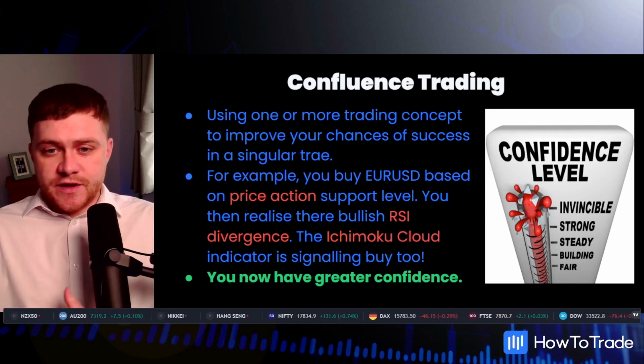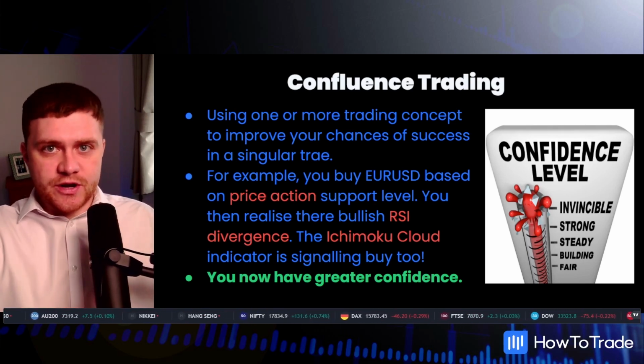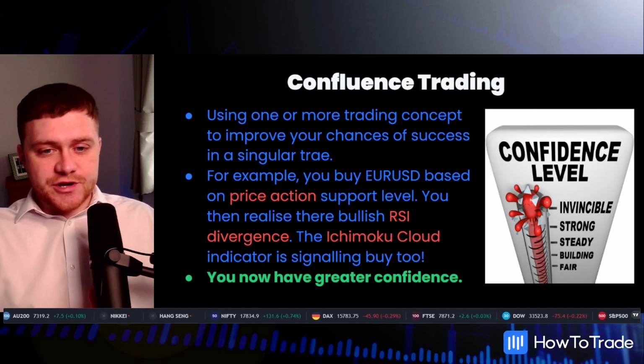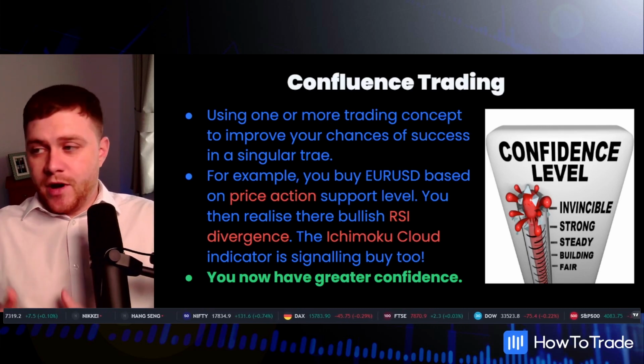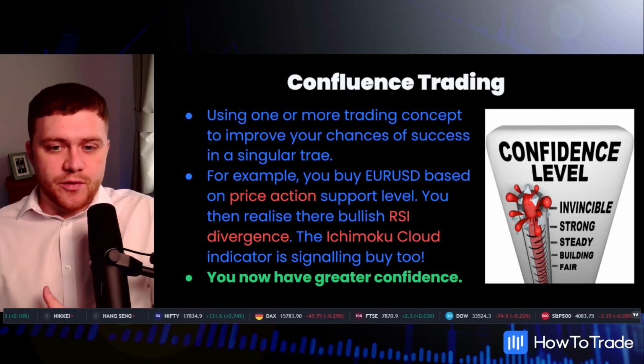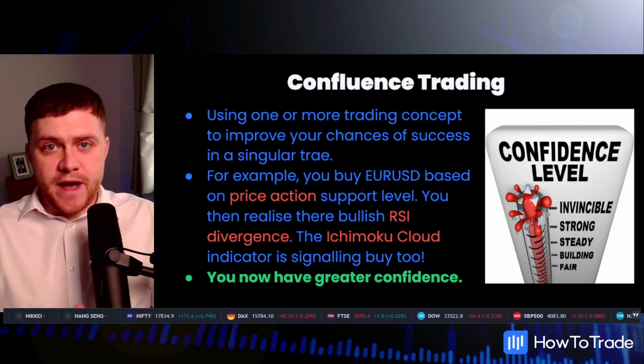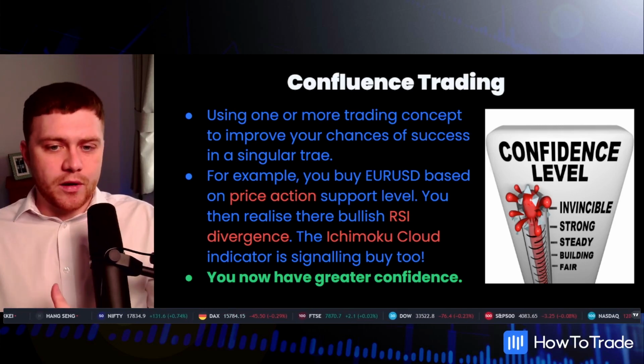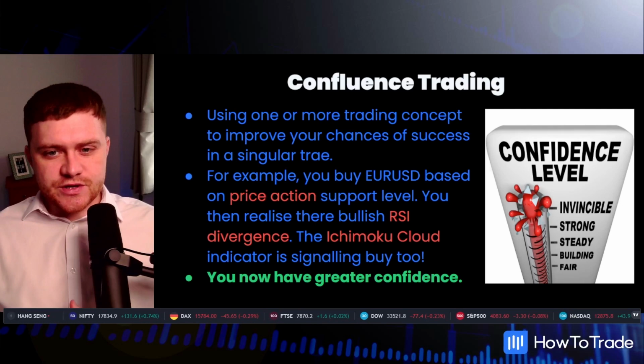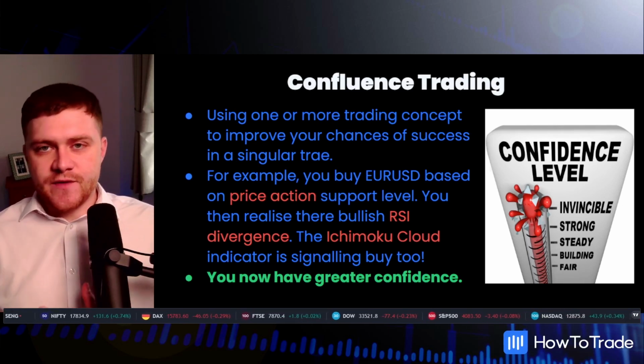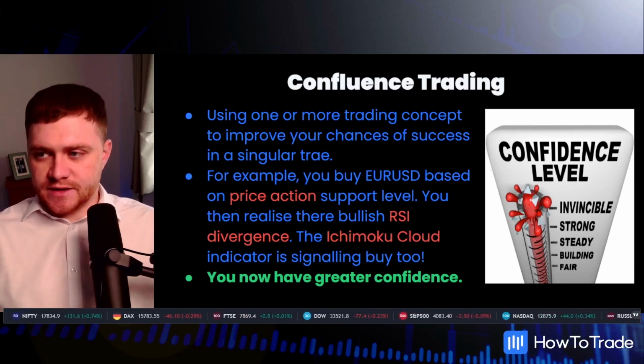If the RSI was telling you something different, let's say for example you were looking to buy Euro USD from price action, but then you look at the RSI and it might be telling you bearish divergence, for example, and that could have saved you from entering a losing trade. So it does work both ways as well. And that's what confluence in trading is all about. It's all about giving you that extra confidence in a particular trade.